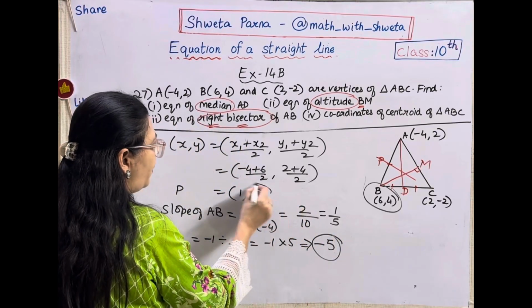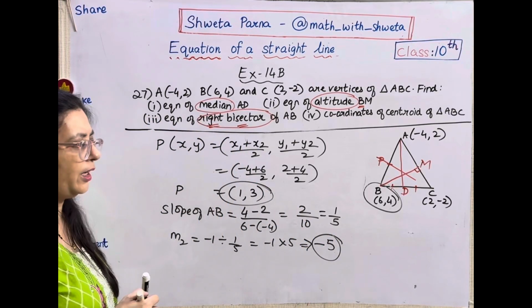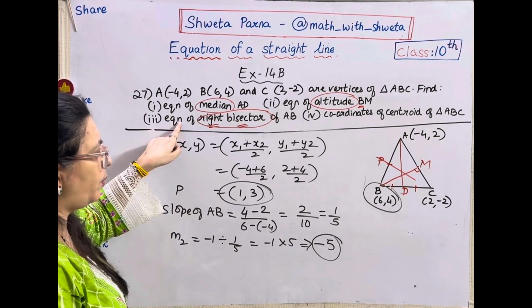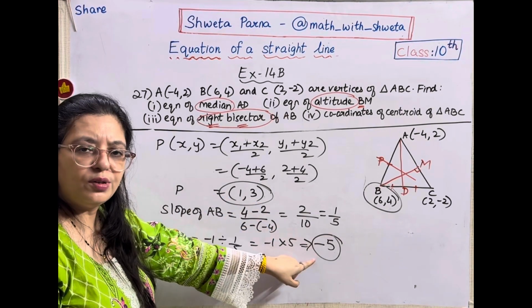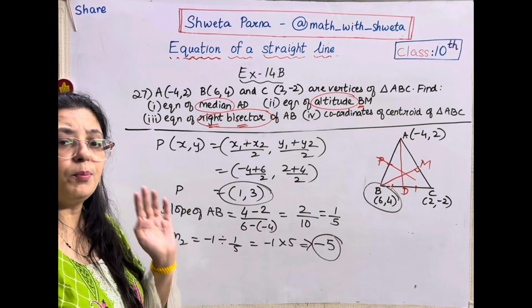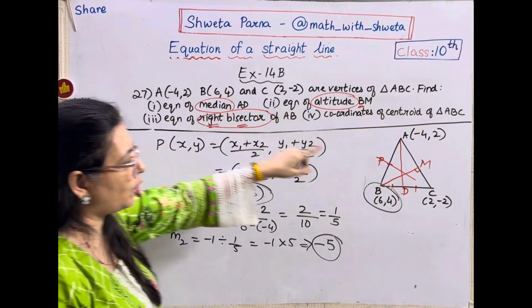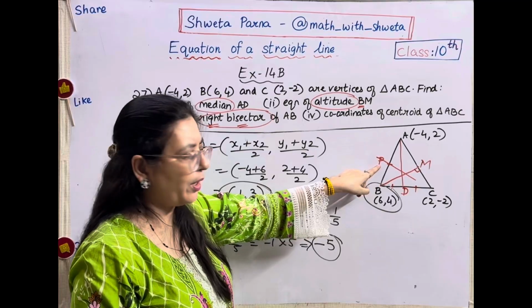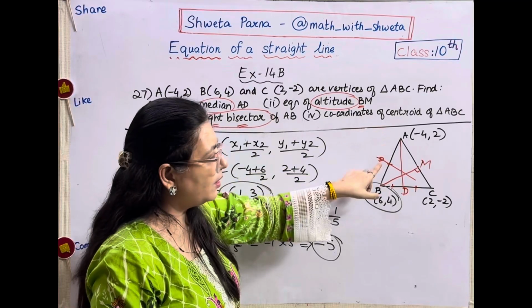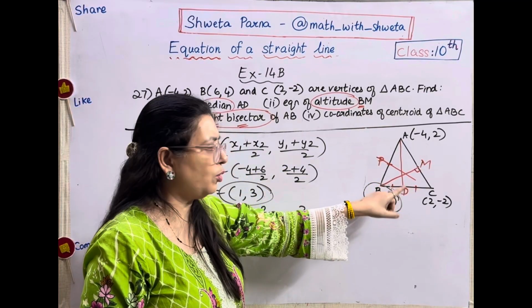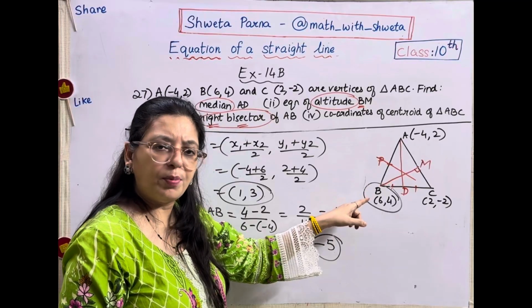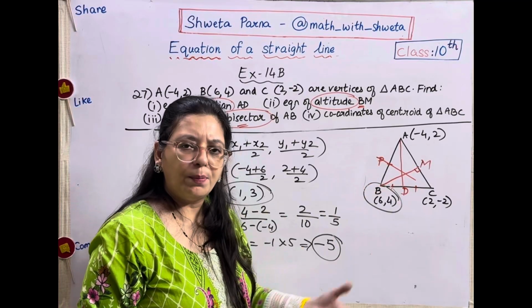This is the slope and this is the coordinate. You have to find the equation. So which formula will you use? You will use the point slope form. Remember, the equation of a right bisector of AB: first you will put the point. This point is a midpoint. Right means it has to be perpendicular to AB. You got the slope of AB, so this line would be perpendicular.